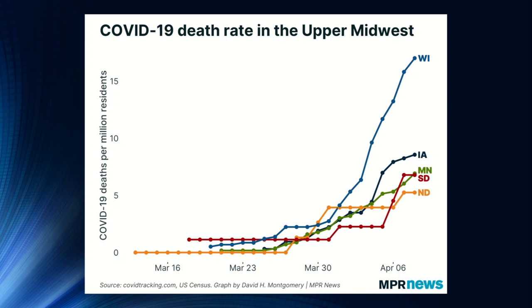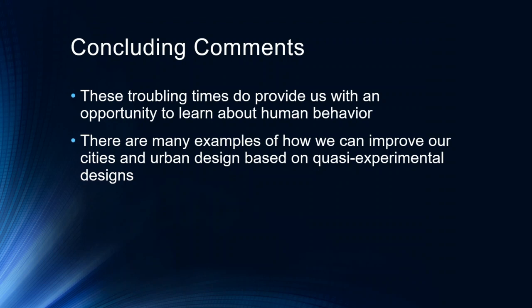So looking at these interventions, we're going to be looking at a lot of these kinds of graphs and trying to see what's working and what's not across different states and countries. So I want to conclude a couple things. These are troubling times, but they provide us with an opportunity to learn about human behavior. More importantly, these designs can help us improve our responses to this particular crisis.